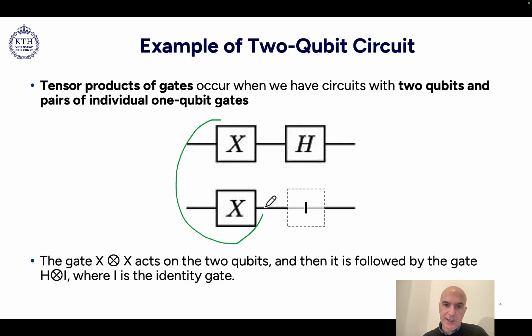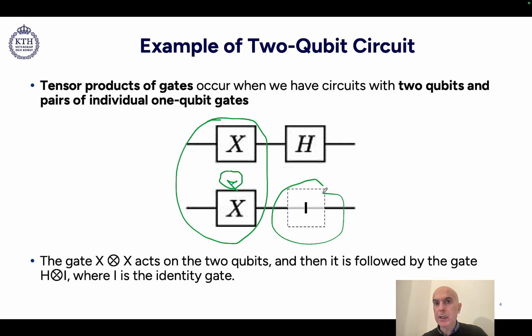So in this case here, we have two X gates acting in parallel on two different qubits. So what we're going to do is form the combined transformation on a 2-qubit system using the tensor product. In many cases, you see the following case, that we have a gate acting on only one qubit and nothing on the other one. So in this case, it is implicit that there is an identity matrix.